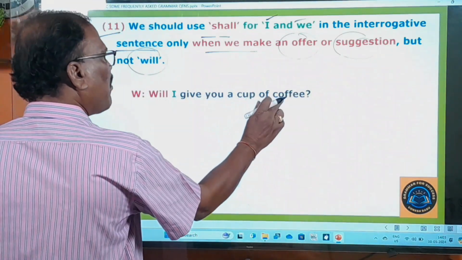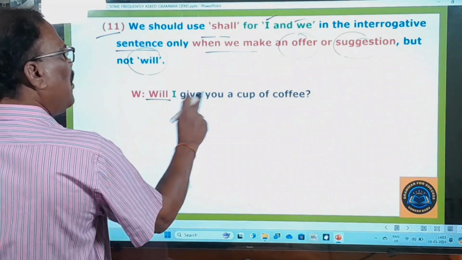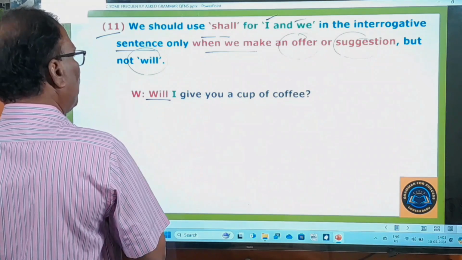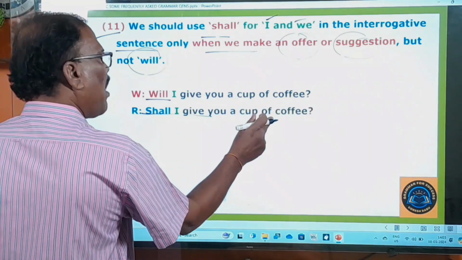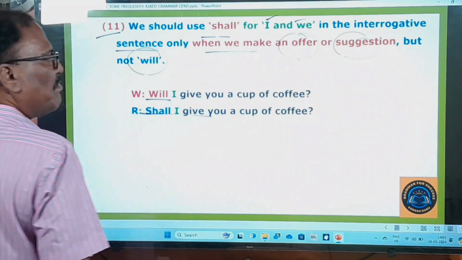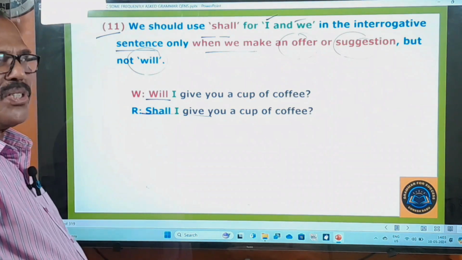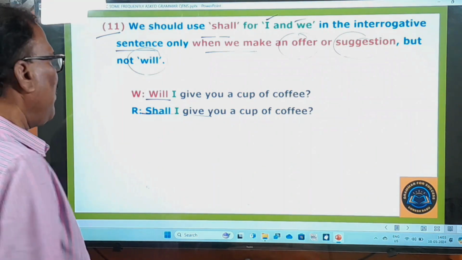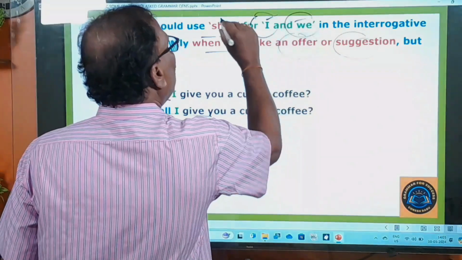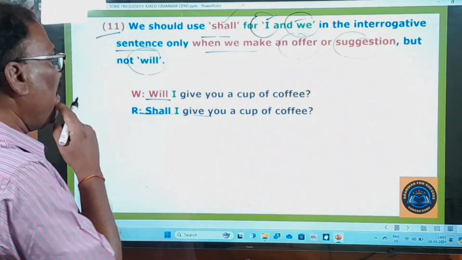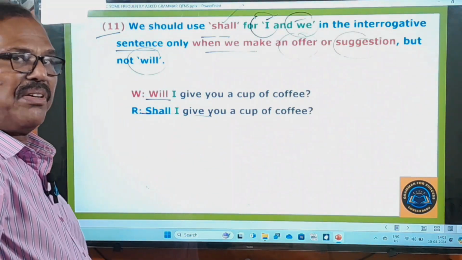Will I give you a cup of coffee? నేను నీకు ఒక cup of coffee ఇస్తానా? కాదు. Shall I give you a cup of coffee? నీకు ఒక cup of coffee ఇవ్వాలా? It's an offer. Shall I give you? Shall I? With I and we use only shall. Shall I give you a cup of coffee? నీకు ఒక cup of coffee ఇవ్వాలా?